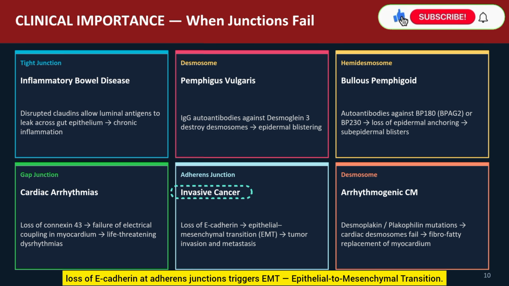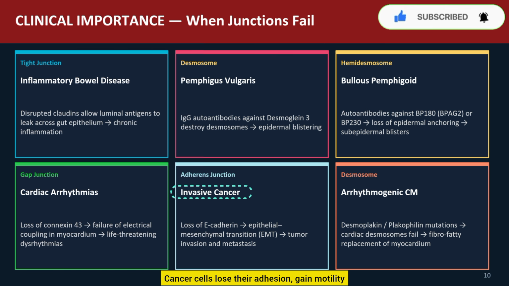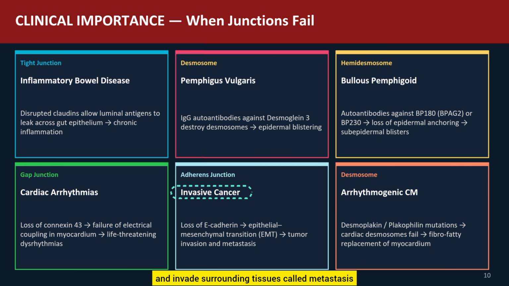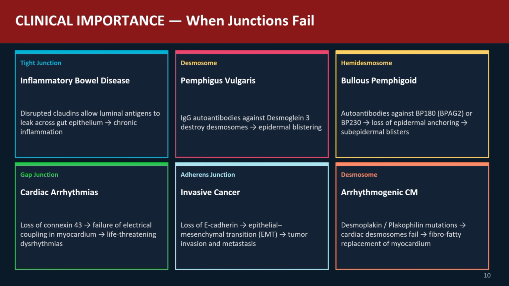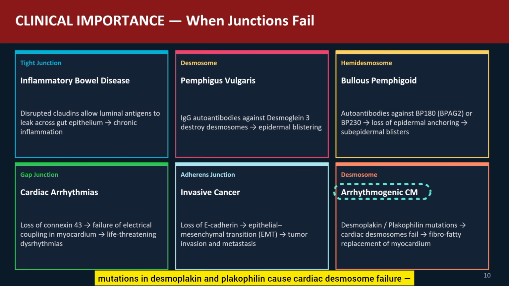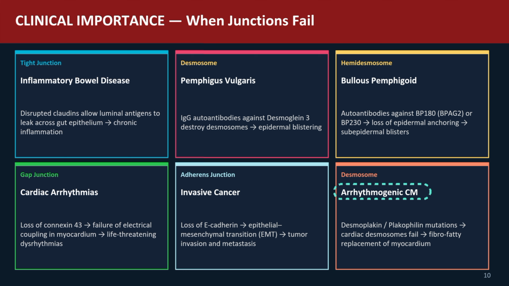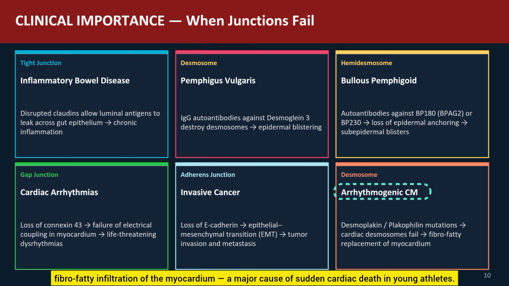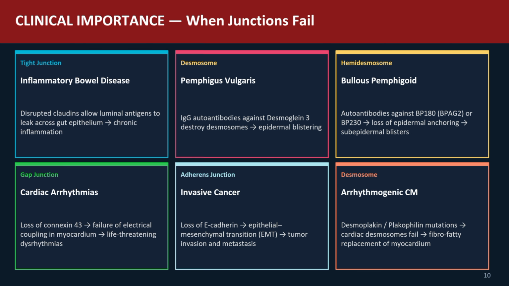Cancer invasion. Loss of cadherin at adherens junctions triggers EMT, epithelial to mesenchymal transition. Cancer cells lose their adhesion, gain motility, and invade surrounding tissues, called metastasis. Cadherin is literally called a tumor suppressor. Arrhythmogenic cardiomyopathy. Mutations in desmoplakin and plakophilin cause cardiac desmosome failure. Fibrofatty infiltration of the myocardium, a major cause of sudden cardiac death in young athletes. Understanding junctions is not just basic science, it is directly clinically applicable.